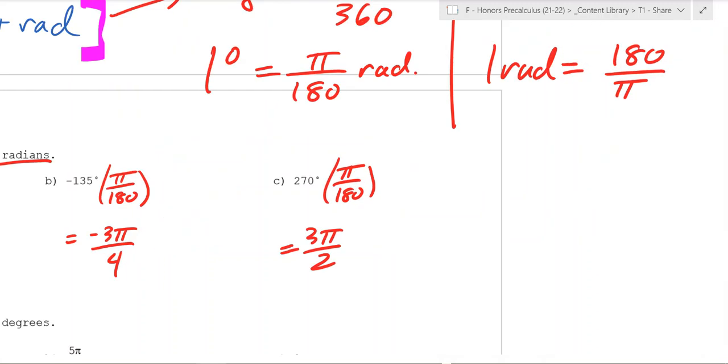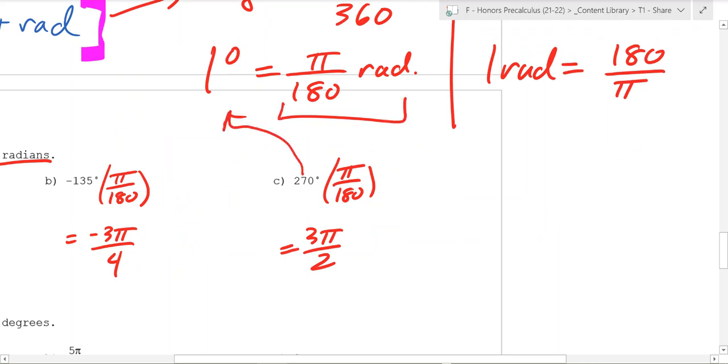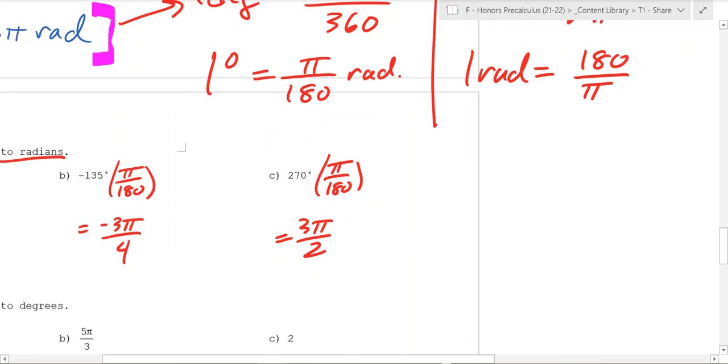And the reason we're multiplying by pi over 180 is if we want to turn the number of degrees into, say, 270, we'd multiply this thing by 270 as well. So that's why we're multiplying by pi over 180.